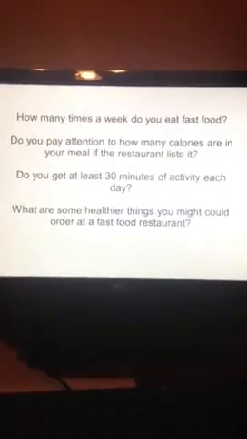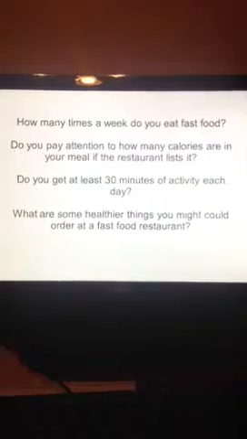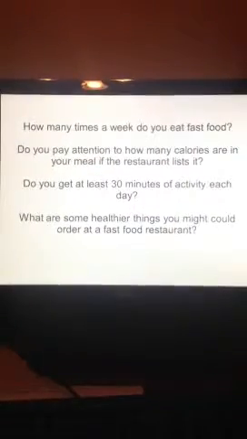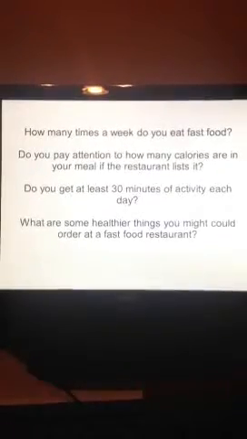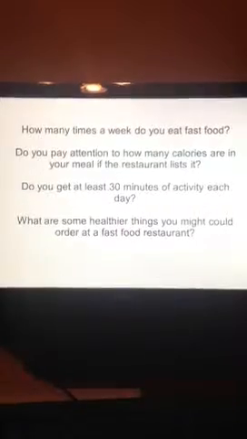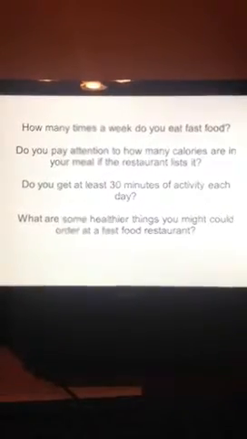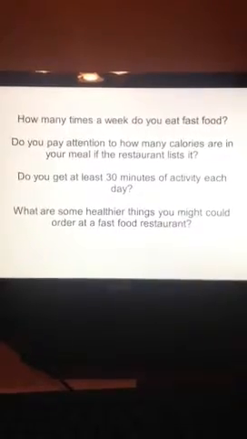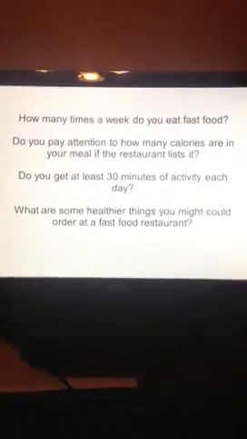Right here in my lesson, I will spend another 10 minutes doing a discussion with my class. A couple of the questions I would ask are, how many times a week do you eat fast food? Do you pay attention to how many calories are in your meal if the restaurant lists it? Do you get at least 30 minutes of activity each day? And what are some healthier things you might can order at a fast food restaurant?